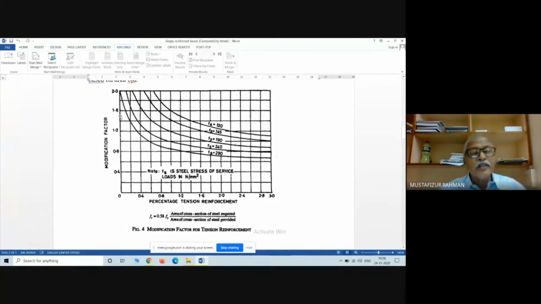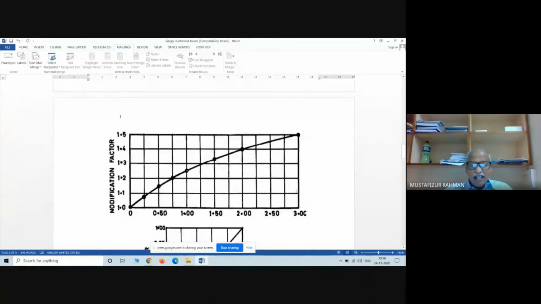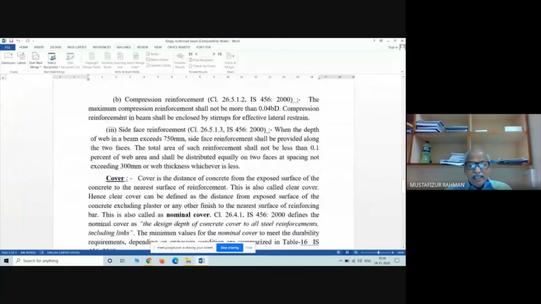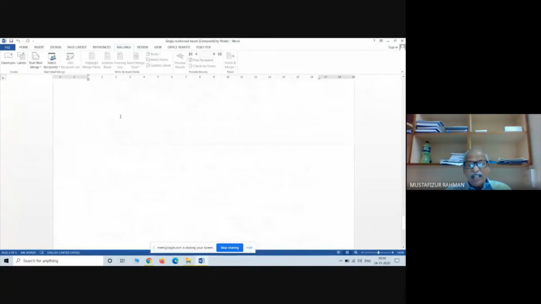Now see it. So this value will be approximately 1.2, 1.4, 1.6. It is approximately 1.5 or somewhere. So this is the modification factor. Where will we utilize this? So this we will utilize, whether I have written it or not, I don't know. No, I have not written it.